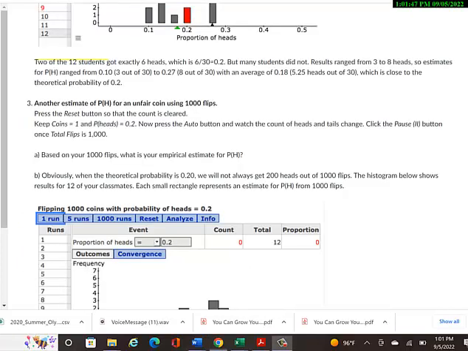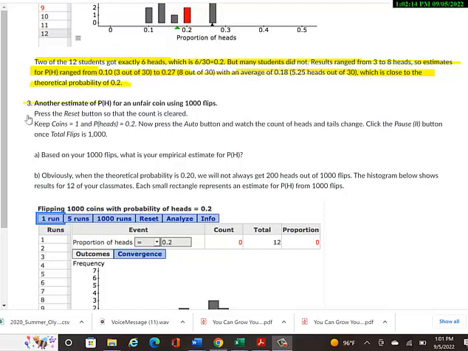So 2 of the 12 students got exactly 6 heads, which is 0.2. That's exactly the same, theoretical and empirical probability would match. But many students did not. Results ranged from 3 to 8 heads, so estimates for probability of H ranged from 0.10, which is 3 out of 30, to 0.27, which is 8 out of 30, with an average of 0.18, which is a little over 5 heads out of 30. That's close to the theoretical probability of 0.2.